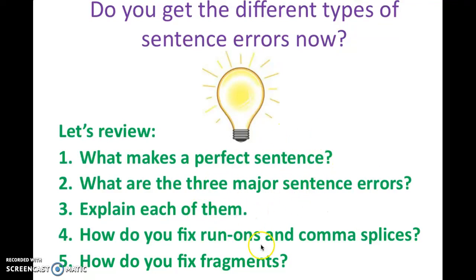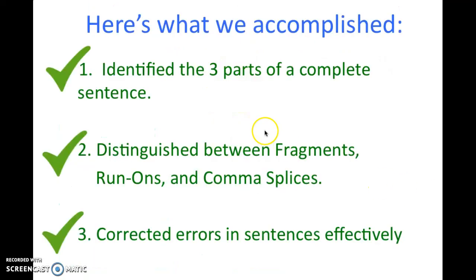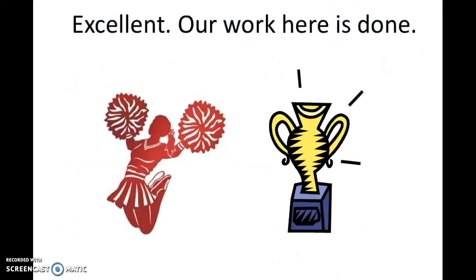How do you fix run-ons and comma splices? Well, there are 3 ways. Semicolon, or semicolon connector word, comma fanboy, and period capital letter. How do you fix fragments? Well, you add what's missing. So here's what we accomplished today. We identified the 3 parts of a complete sentence, we distinguished between fragments, run-ons, and comma splices, and we corrected errors in sentences effectively. Good job! Our work here is done.